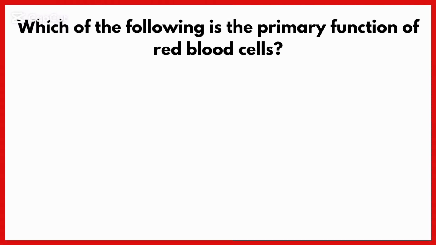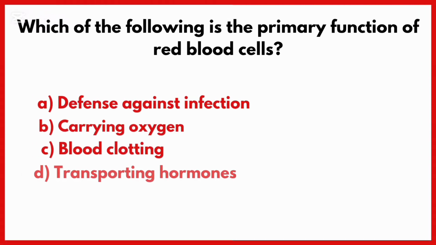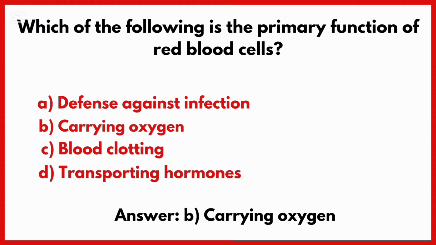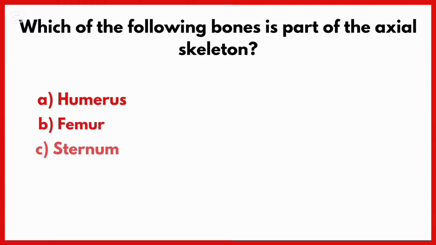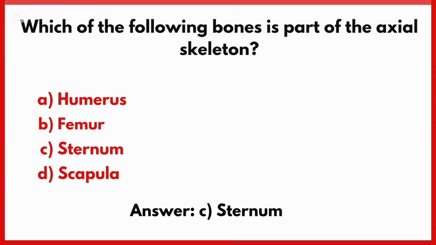Which of the following is the primary function of red blood cell? Correct answer is option B, carrying oxygen. Which of the following bones is part of the axial skeleton? Correct answer is option C, sternum.